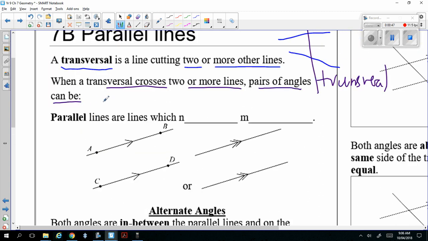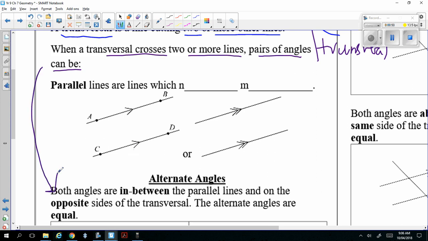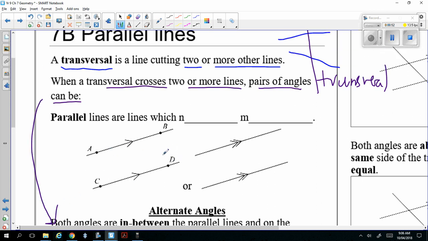Actually, I don't know why that was written. That should be written here. Anyway, all right, parallel lines are lines which, okay, come in, sit down.